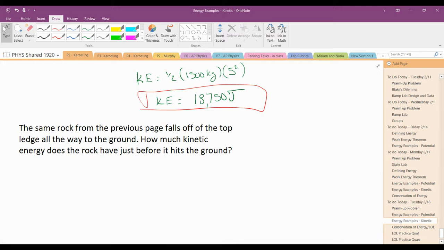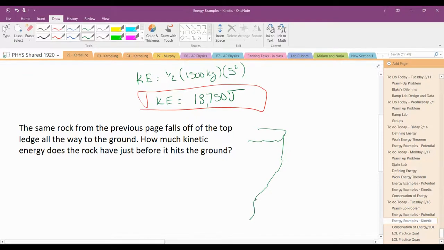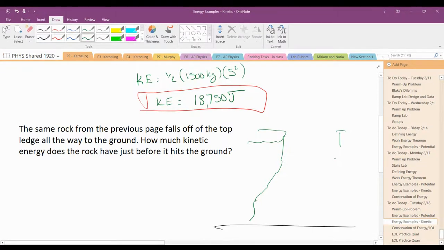So now a little more complex problem. So the same rock from the previous page falls off the top ledge all the way to the ground. How much kinetic energy does the rock have just before it hits the ground? So we've got our top ledge here, all the way down to the ground. So this would be 100 meters.